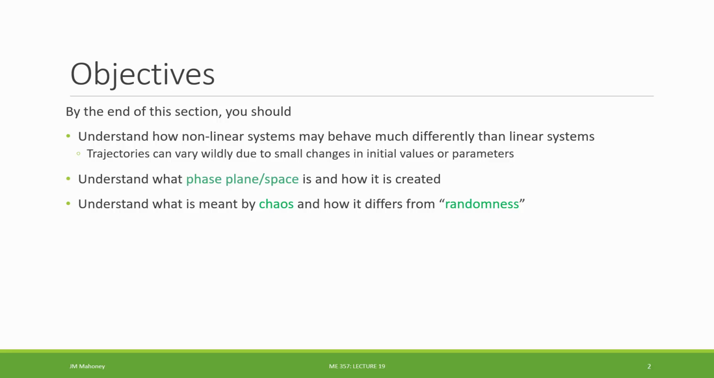We're going to introduce the phase plane for 2 dimensions or phase space for 3 dimensions as a way of analyzing the relationship between our state variables. So we're going to see how it is created and what it can tell us about the dynamics of our system. And we're going to look at chaotic systems, which only appear for nonlinear systems, and how chaos is going to be different than random.